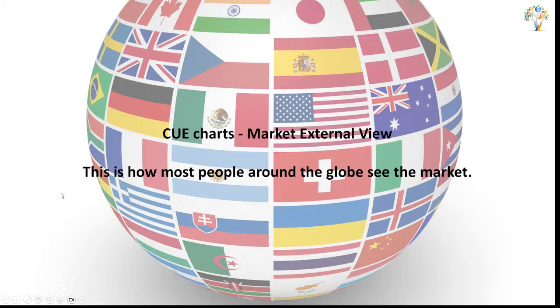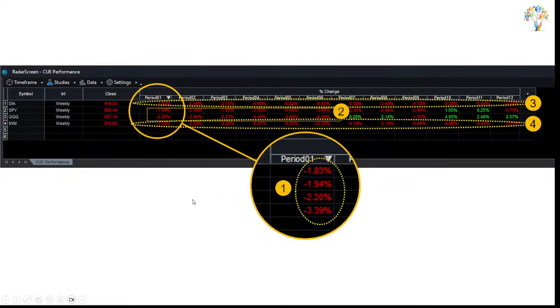Now let's look at the market external view. This is how most people around the globe see the market. Few things to note. This is weekly finder on QLE TradeStation using radar screen. This week everything is down quite a lot. IWM is down, you can see it better here, 3.3%, the worst performer. DIA, the best performer, is also down by 1.8%.